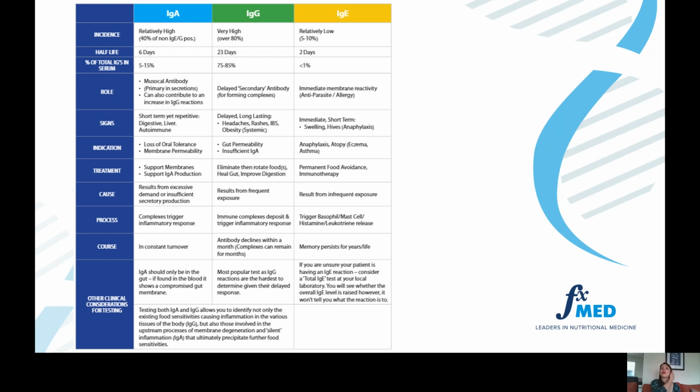IgA, also relatively high incidence. The half-life of IgA is 6 days, so less than IgG, but definitely longer than IgE. And it is still a delayed reaction, shorter term, but can have effects like digestive issues, liver issues, autoimmune issues.